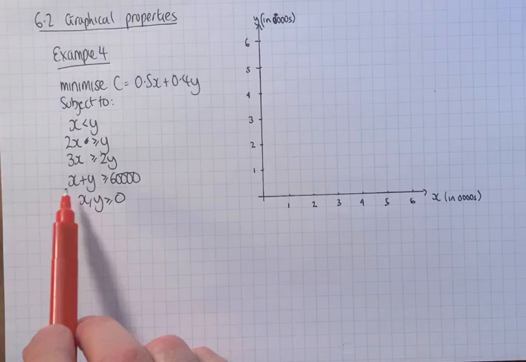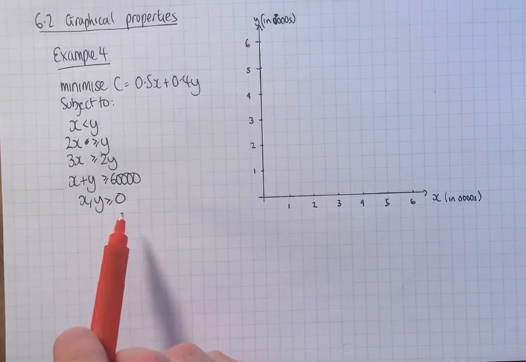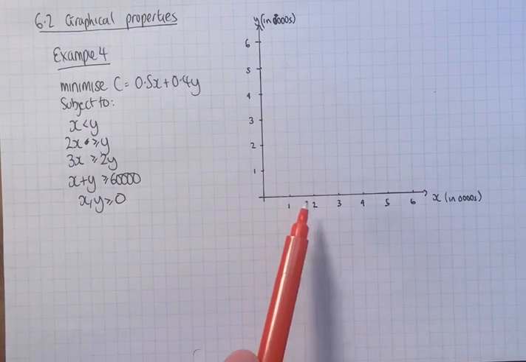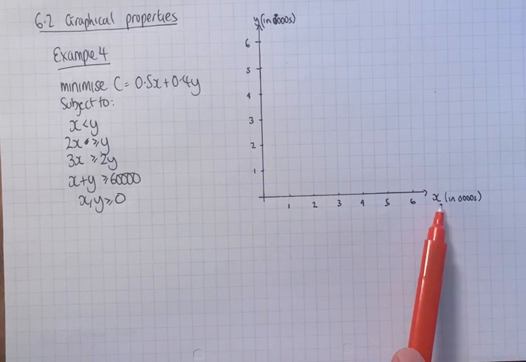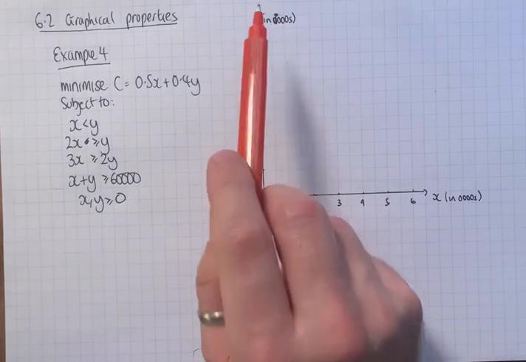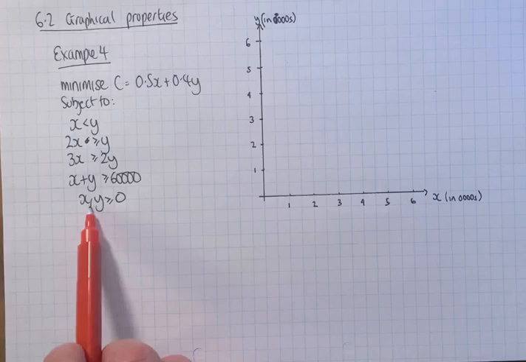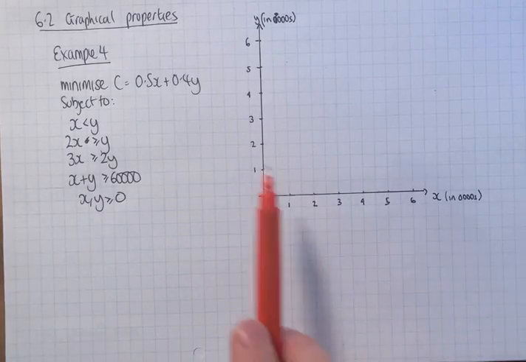Now from x plus y is greater than or equal to 60,000, I know I'm going to need to go up to 60,000 on the x and y axes. Rather than writing 10,000, 20,000, 30,000, I've just written 1, 2, 3, 4, 5, 6 in the scale, and I put in the label x in 10,000s, y in 10,000s, just saves writing it all out. Here, the non-negative clause means we're going to be in this quadrant here. There's going to be no negative for x and y.